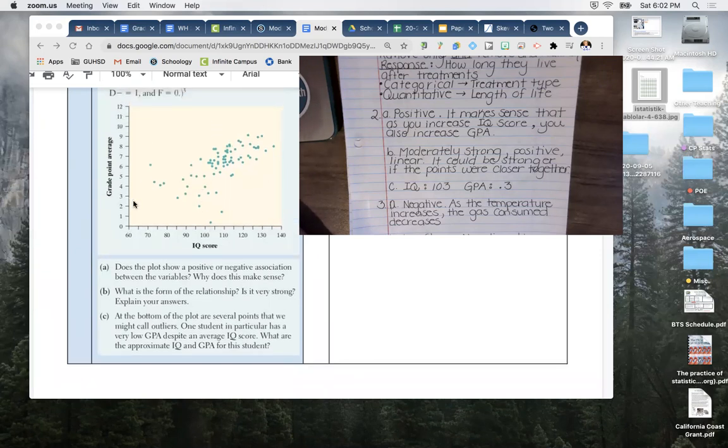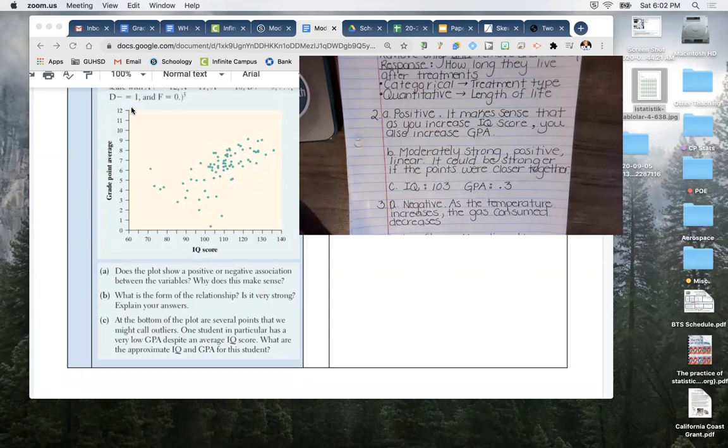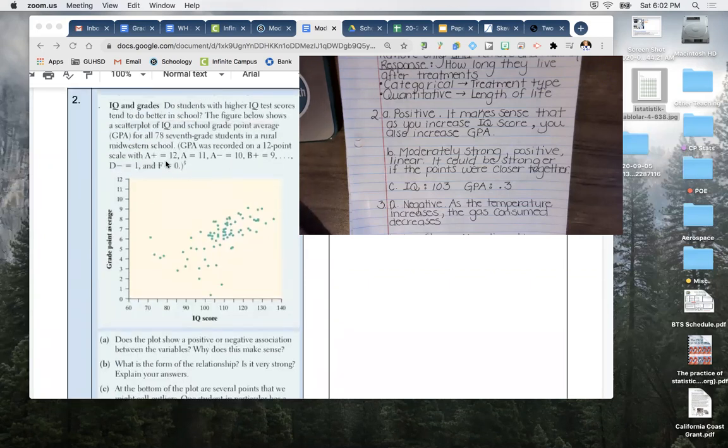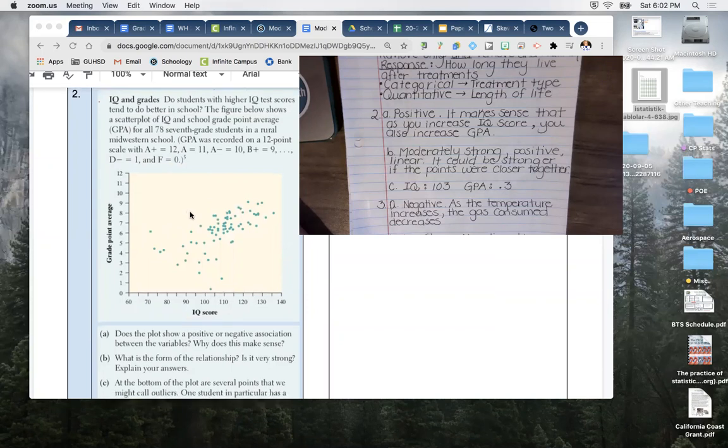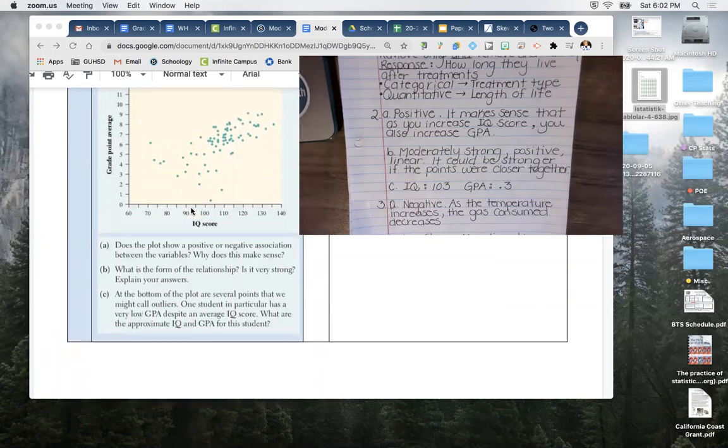This GPA is also not the way that we do GPAs because we obviously don't have a 12-point GPA. This right here is a different kind of GPA. So this would not be typical for us. We would only have 1 through 4. So that kind of threw me off for a minute.